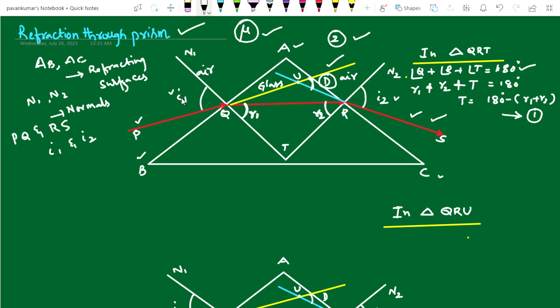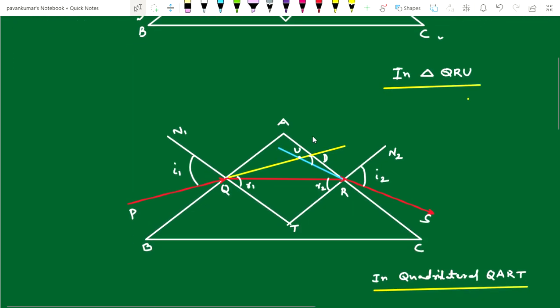Similarly, we apply the same geometric property in the triangle QRU. Angle at Q plus angle at R plus angle at U. These sum must be equal to 180 degrees. Here we have to apply another geometrical property. Let us consider two intersecting straight lines, a pair of straight lines. At the intersection point, the vertically opposite angles must be equal.